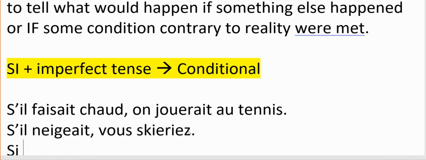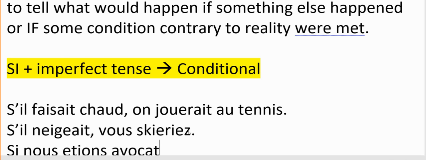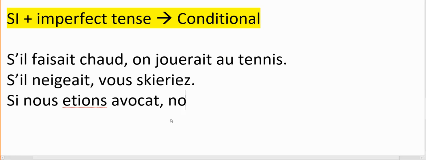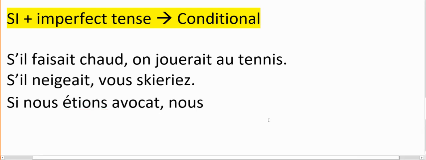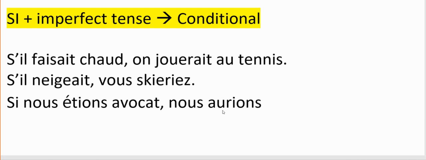Si nous étions avocats, comma, right? Si nous étions avocats, si nous étions avocats, nous aurions. Étions has an accent, obviously, on the E, right? Alt 130. Si nous étions avocats, nous aurions plus d'argent. You always talk about money, right?